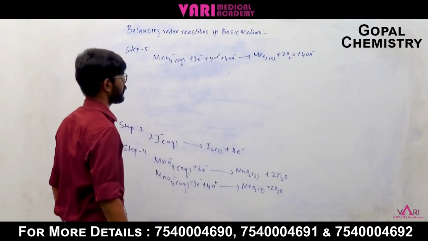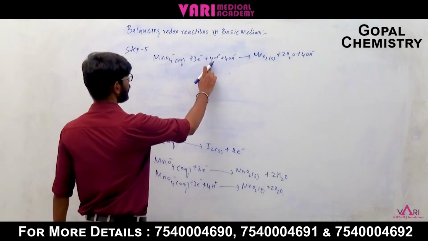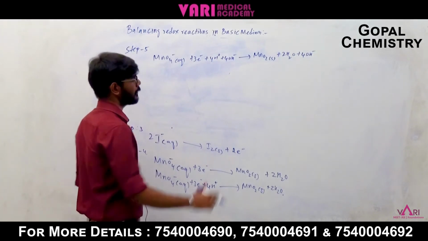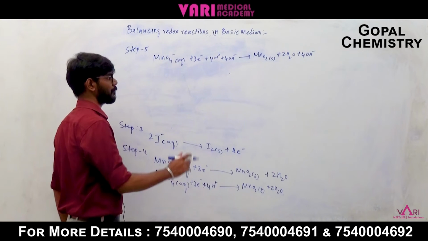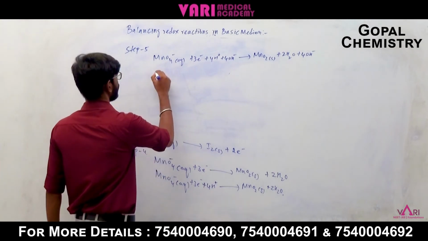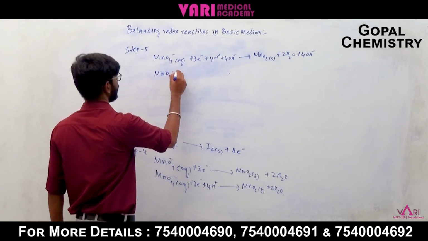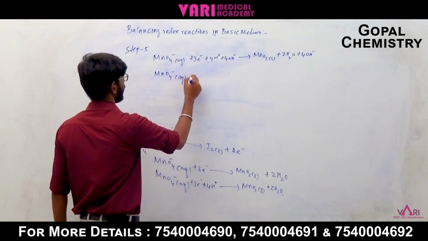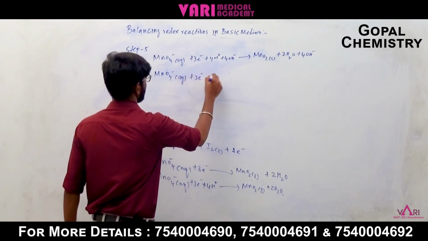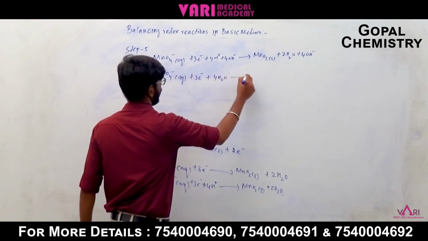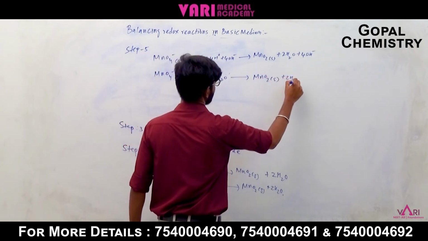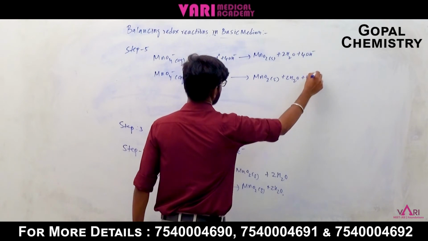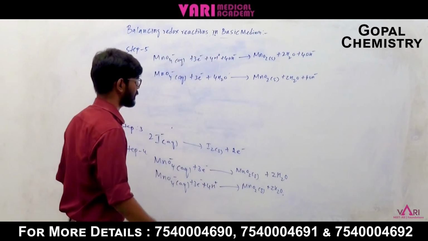Next, we have to assume that 4 H plus and 4 OH minus are nothing but 4 H2O. So MnO4 minus aqueous plus 3 electrons plus 4 H2O gives MnO2 solid plus 2 H2O plus 4 OH minus ions. This is step 5.